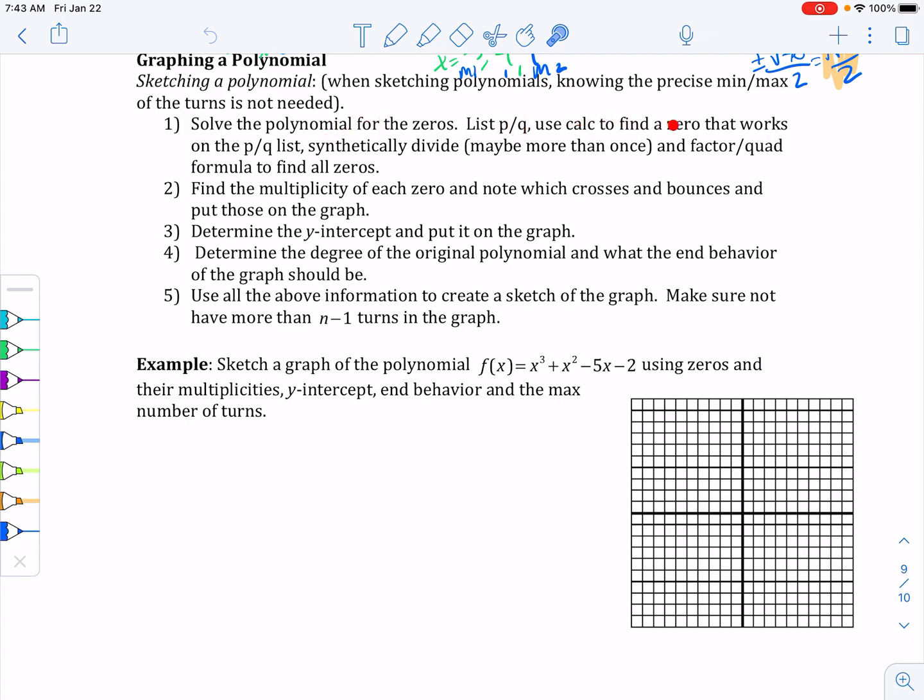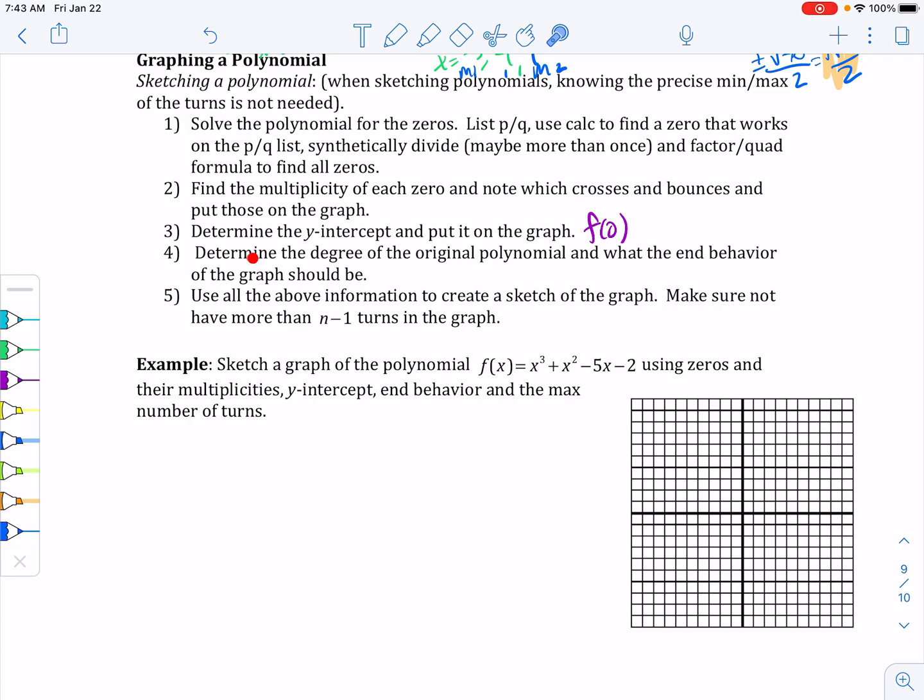We find one that works using our calculator. We synthetically divide to show that it's a factor. Sometimes you need to do it more than once, and then you either factor or use the quadratic formula to find all the rest of the zeros. Then you use the multiplicity of each zero to decide if it crosses or bounces, and put that information on the graph. Figure out the y-intercept by plugging in 0 for x.